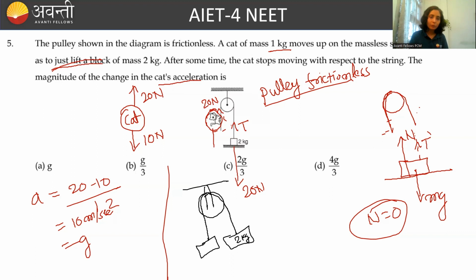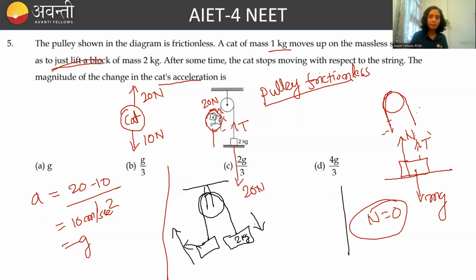So in this case, what is going to happen? Since this cat is not moving with respect to the string, whatever distance this 2 kg will go down, same distance this cat will go up, right? Because it's not moving with respect to the string. Now what will be the acceleration?